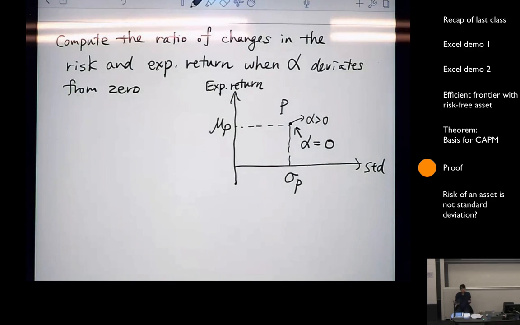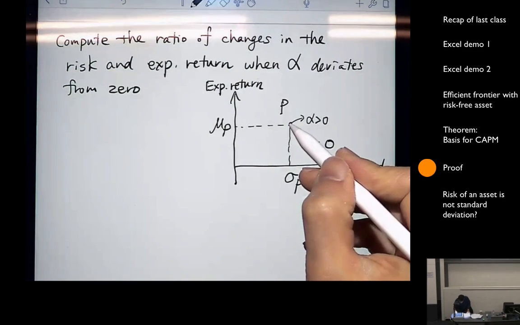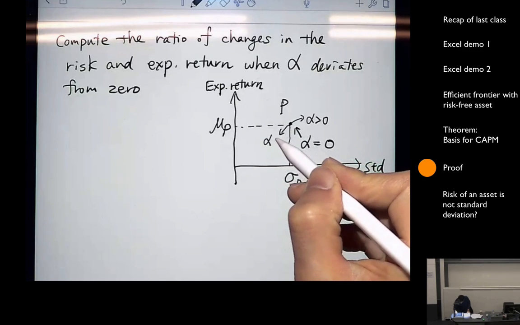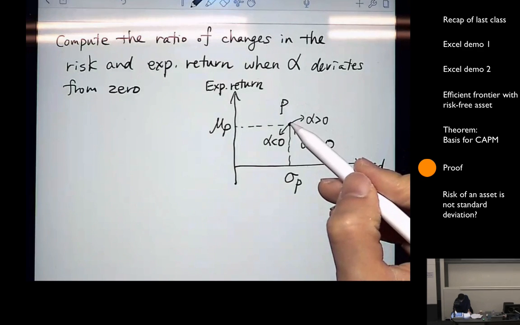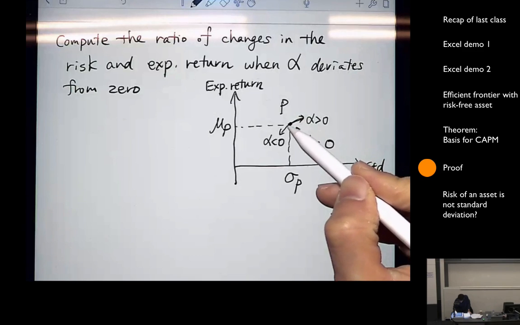When alpha is positive, let's say 0.001, you put a little bit more asset J by getting some cash from short selling of the risk-free asset. If alpha is negative, maybe you move in this direction, you're short selling asset J and you're buying a little bit of the risk-free asset. So when alpha deviates from 0, the achieved point of risk-return combination smoothly deviates from this point P.